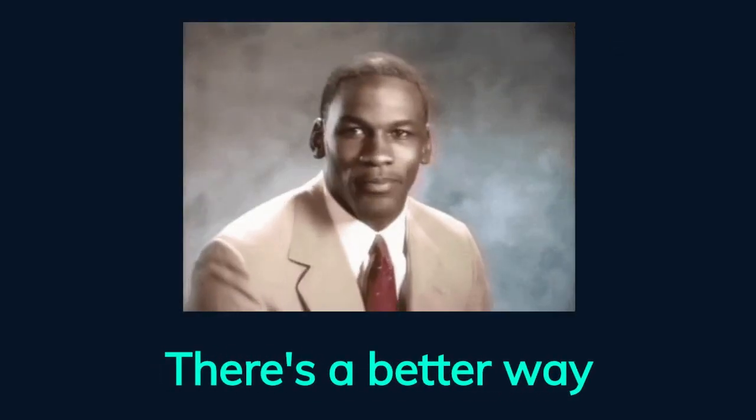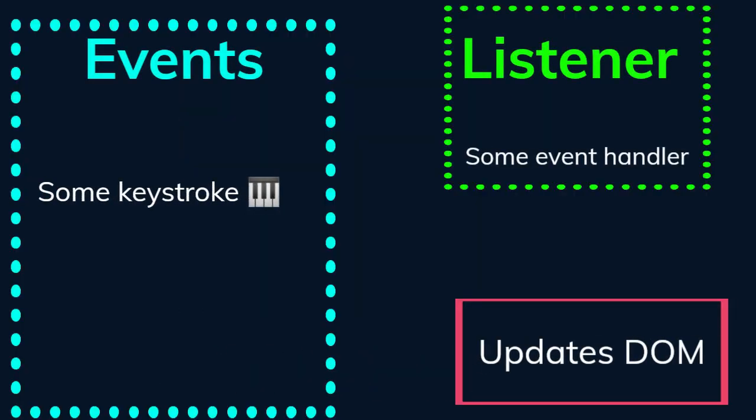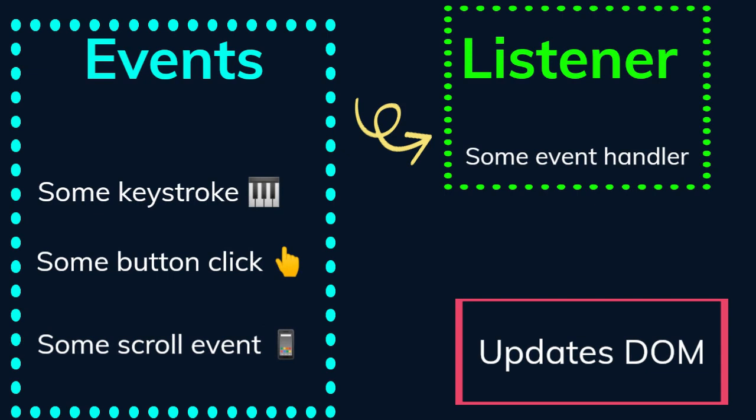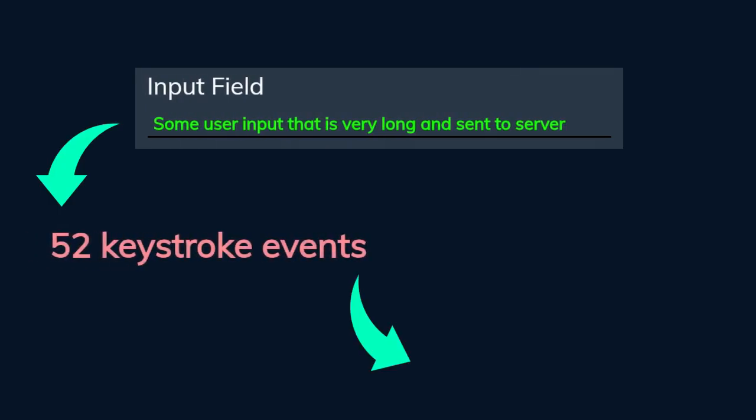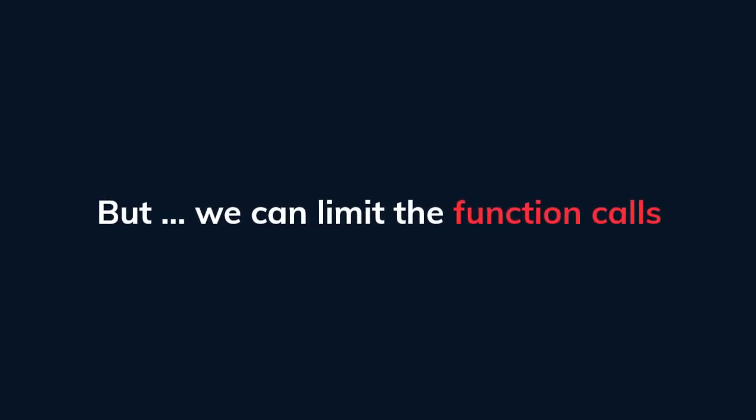Well, stop what you're doing right now. Every keystroke, click, and scroll calls your registered event listeners, which then call some sort of functions that update the DOM. But if an event fires rapidly, like typing in a search bar, that can slow your site a lot. Luckily, there are techniques to limit how often your functions execute.